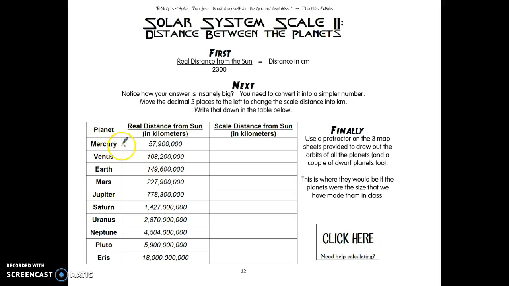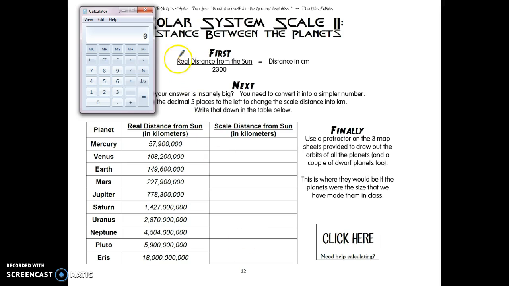So let's do the first one together so you can see how this works. You have Mercury, and you can see that Mercury is 57,900,000 kilometers away from the Sun. So that's the number that we'd plug in along the top. I've got my calculator. We go 57,900,000, and we're going to divide that by 2,300. And what we get is an insanely large number, 25,173 point blah, blah, blah.